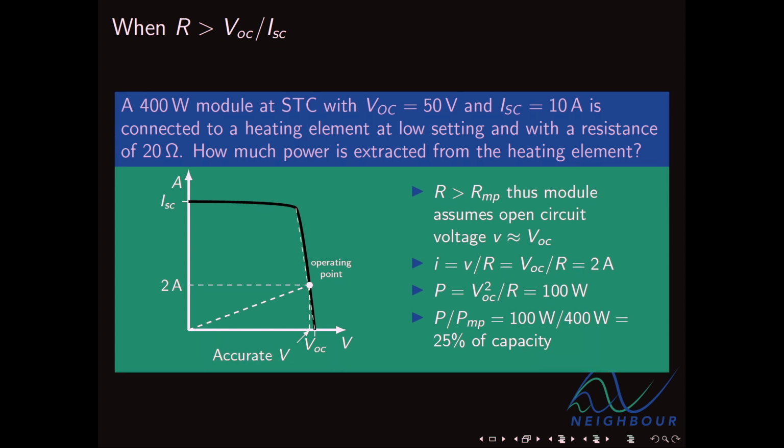And if you want a better estimate, all you really have to do is a linear fit between the maximum power point and the open circuit voltage, or the short circuit current if you wanted to do it for current, and find where that linear fit intersects with your ohmic load. So that's all there is to it.